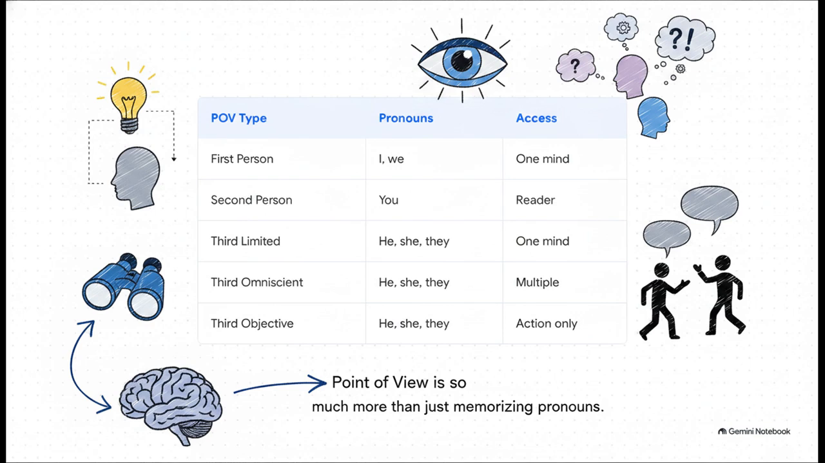Now, what's really fascinating here is how these 5 main types break down. Notice how third-person pronouns, he, she, they, can actually give you 3 completely different levels of access into a character's mind. You've got third-person limited, where you're trapped inside just one character's head at a time. Then there's third-person omniscient, where the narrator is like this all-knowing presence that can jump into multiple minds to give us a much wider context. And finally, third-person objective, where the narrator only gives us observable action and dialogue with 0 direct access to private thoughts. It's a great reminder that point of view is so much more than just memorizing a list of pronouns.